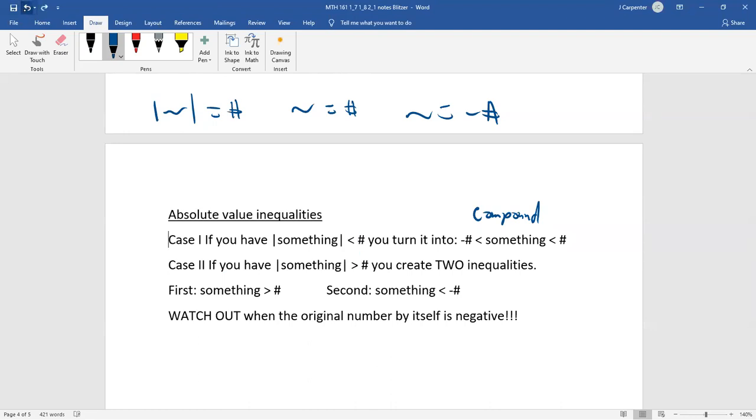So when the absolute value is less than, we sandwich the middle thing, the something, in between the positive and negative version of the number. Now you might be thinking, okay, Mr. Beckner, how do I know which one goes where? Where does the positive go, the left or the right side? How do I know the negative is the left one?